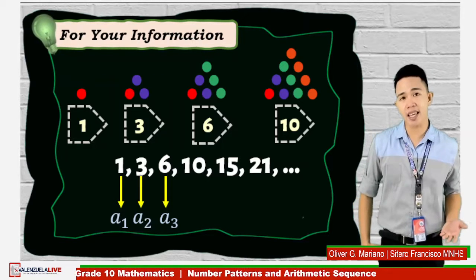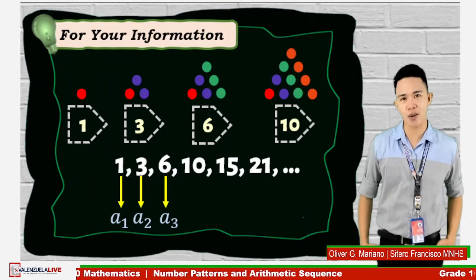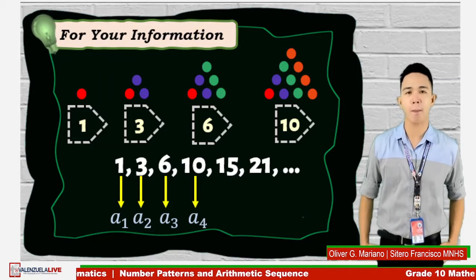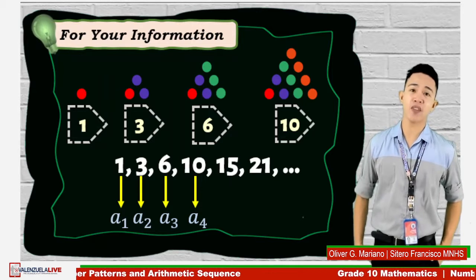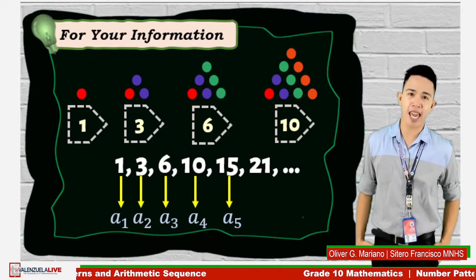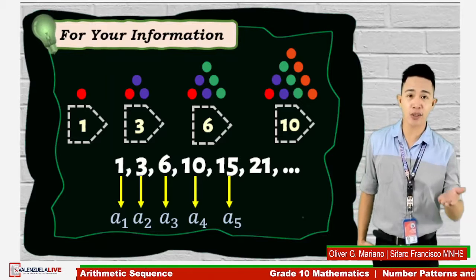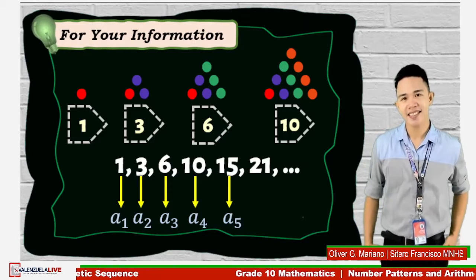Similarly, 6 is the third term and is denoted by a sub 3. While 10 is the fourth term and is denoted by a sub 4. Likewise, our fifth term is 15 and is denoted by a sub 5. Can you still follow? Great.